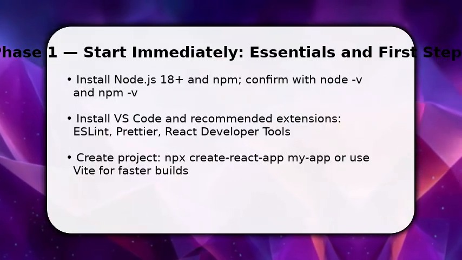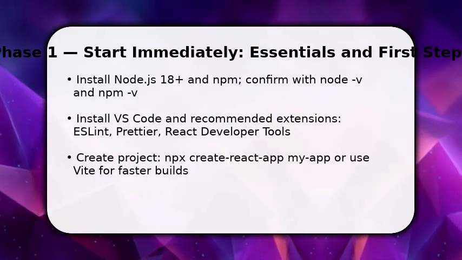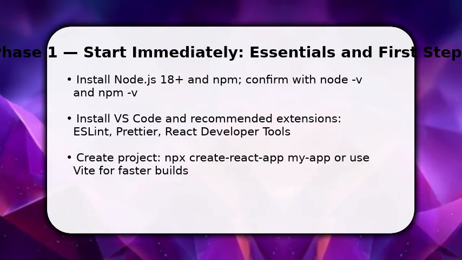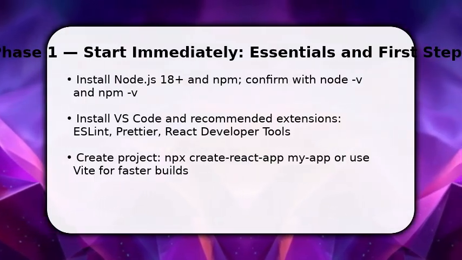Next, create a project with npx create-react-app my-app or use Vite for speed. Then open the folder in VS Code. Make sure to initialize a Git repo now so you track changes and avoid losing work. This is practical and fast.